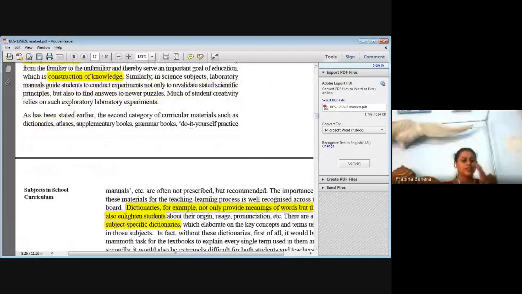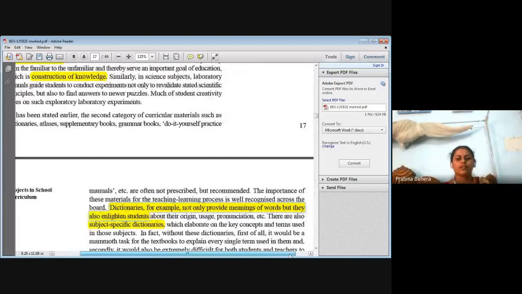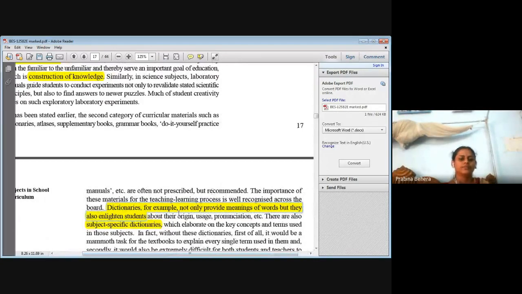Then dictionaries. These are supplementary materials. They not only provide meaning for words, but they also enlighten students. There are different types of dictionaries. Subject specific dictionaries are also there. They also provide the meaning of many words and their origin, uses, pronunciation, etc.